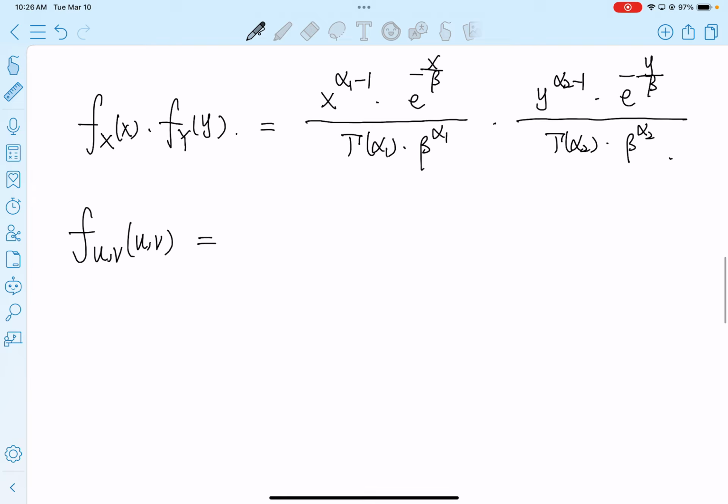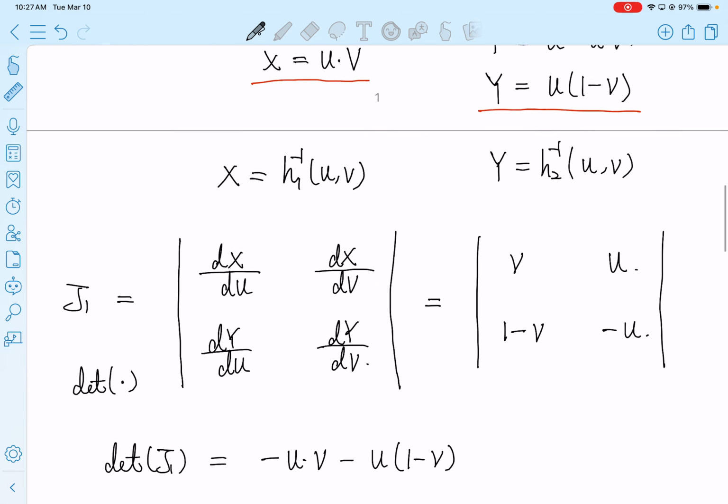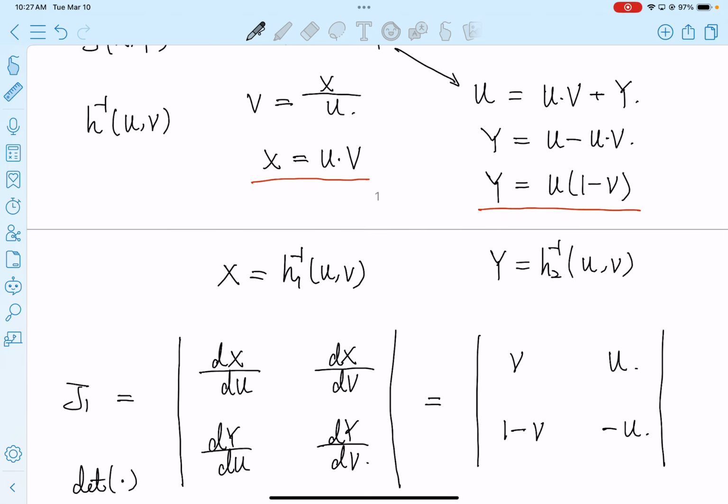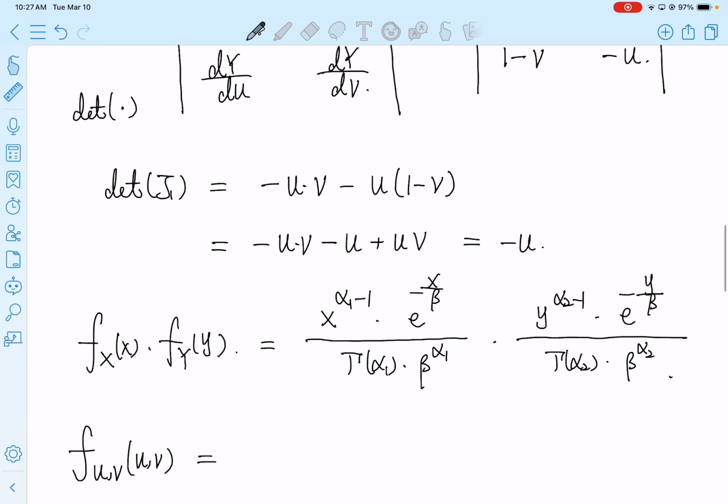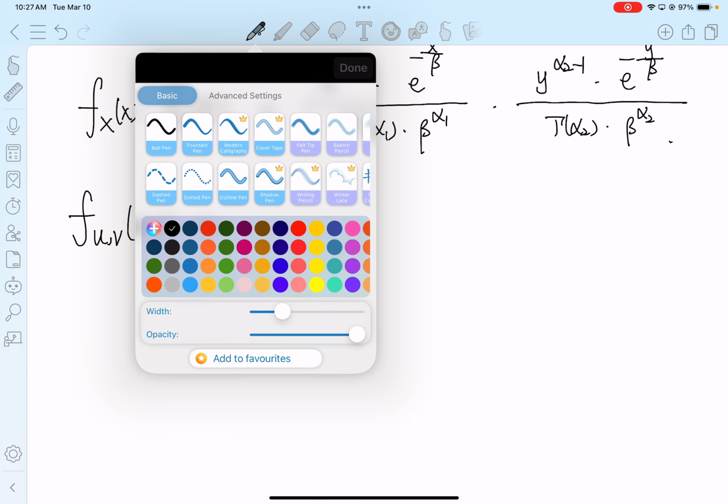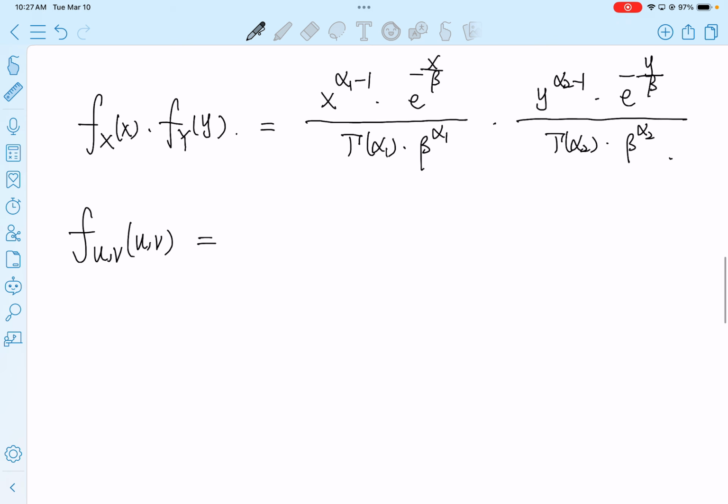We mentioned that, starting from the joint density function of x and y, whenever you see an x, replace it by the inverse function h1. Whenever you see a y, replace it by the inverse function h2. So now let's rewrite the joint density function in terms of the new random variables u and v. We encounter our first x, so let's replace it by the inverse function we obtained earlier: x is equal to u times v.